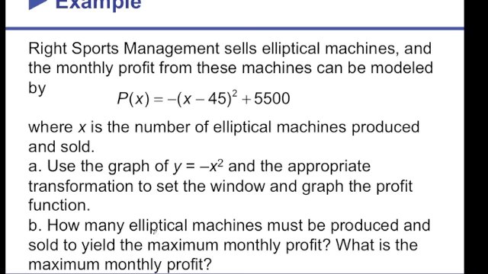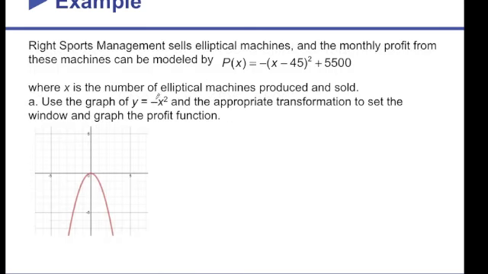Then we're going to answer the question, how many elliptical machines must be produced and sold to yield the maximum monthly profit? And what is that maximum monthly profit? We're looking for the maximum. Looks like the vertex to me. Well, since this is a negative, we know it's going to open down, and here is that parabola graph.